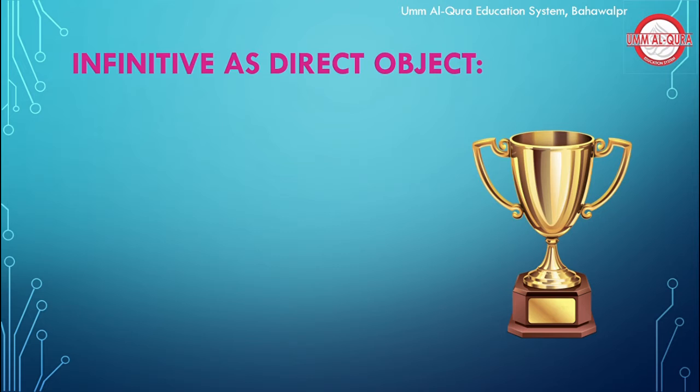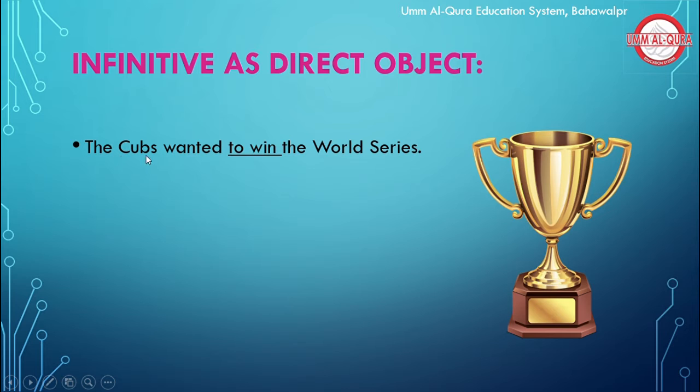Second, we have infinitive as direct object. If you recall, we have already read about direct objects. Okay, how does an infinitive act as a direct object? Look at this example. The Cubs, it is a name of a team. The Cubs wanted to win the World Series. Of course, to plus first form of verb. This is an infinitive, easy to recognize, but how would you know that it is acting as a direct object?